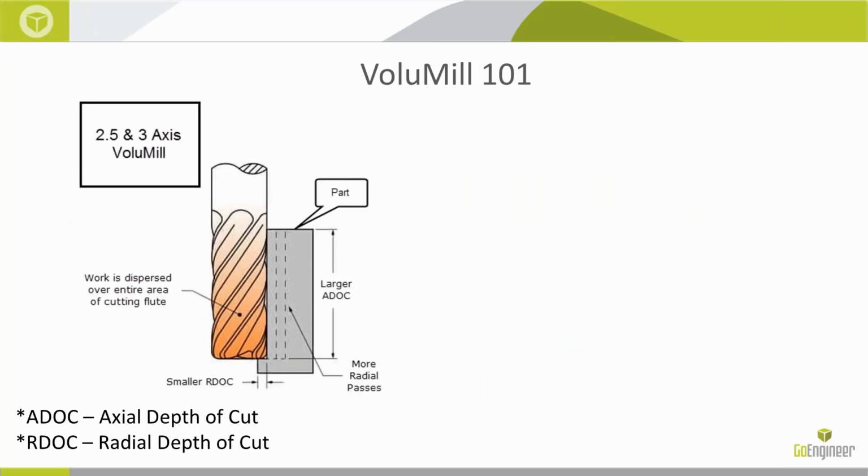With VoluMill, the approach is a little bit different. They focus on a larger axial depth of cut. So in this illustration, we're going to be using the entire flute length, but at the same time, we're going to be specifying a smaller radial depth of cut. The nice thing about this is that it allows us higher machining loads, so we can increase our RPM and maximize the usage of the cutting tool itself. Maybe it's a high helix, a multi-flute, whether it's for soft or hard materials, and it's going to give us higher feed rates as well.